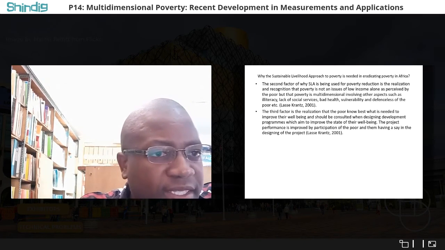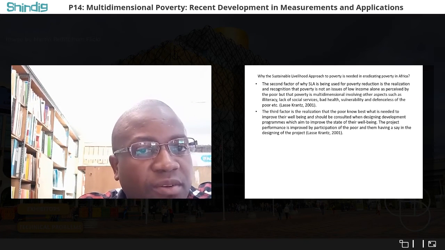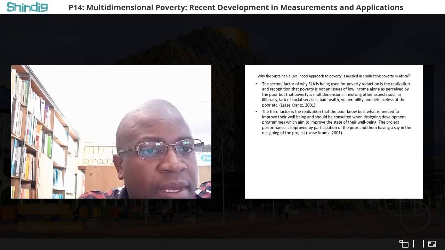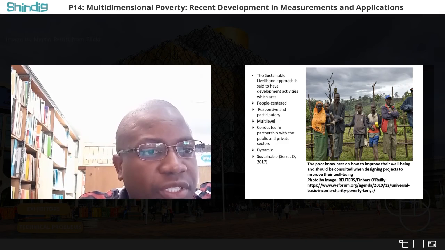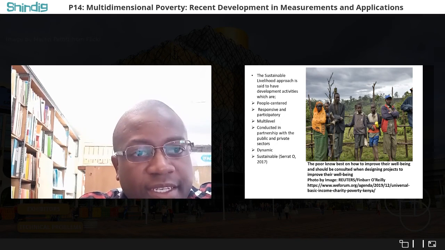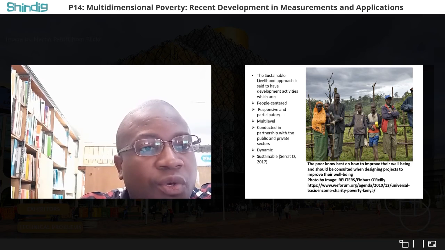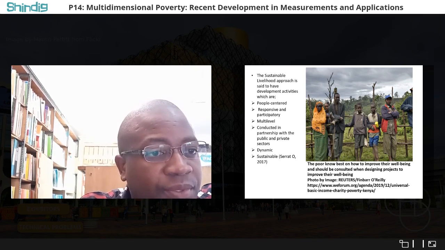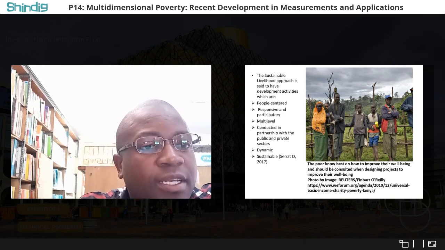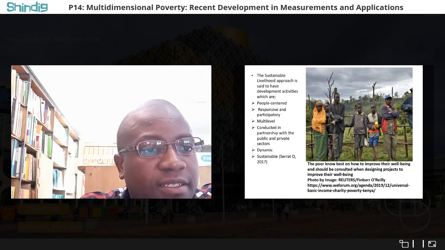The project performance is improved by participation of the poor and having a say in the designing of the project. The sustainable livelihood approach, ladies and gentlemen, is said to have development activities which are people-centered, responsive, and participatory, multi-level, conducted in partnership with public and private sectors, dynamic and sustainable.